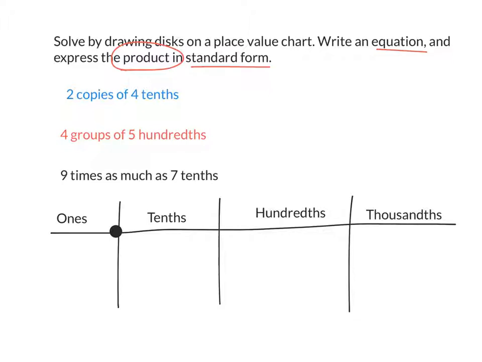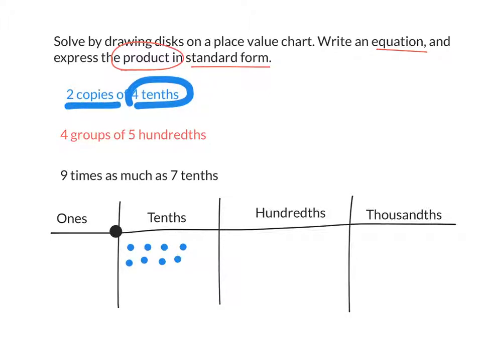So let's take a look at this first example. It says 2 copies of 4/10. Okay, well, here's how you draw it on a place value chart. If I start out with 4/10, that looks like this. 1, 2, 3, 4. Do you agree that that's 4/10? Go ahead and draw 4/10 in your place value chart. Now if I want 2 copies of that, I have to take those 4/10 and make a copy. Do you agree that now I have 2 sets of 4/10? Okay, then I'm done.